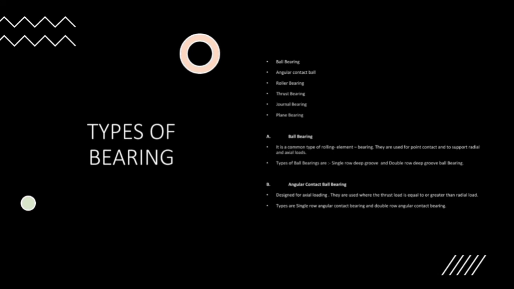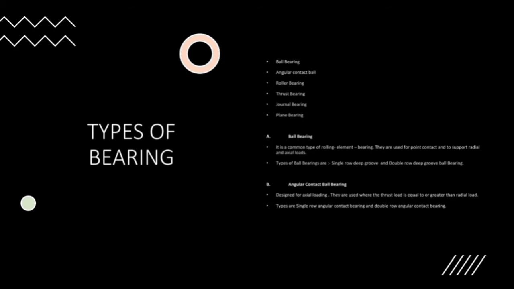Types of bearings. There are 6 types of bearings. One is ball bearing, angular contact ball, roller bearing, thrust bearing, journal bearing, and plain bearing. A ball bearing is a common type of rolling element bearing which is used for point contact and to support radial and axial loads. The types of ball bearings are single row deep groove and double row deep groove ball bearing.